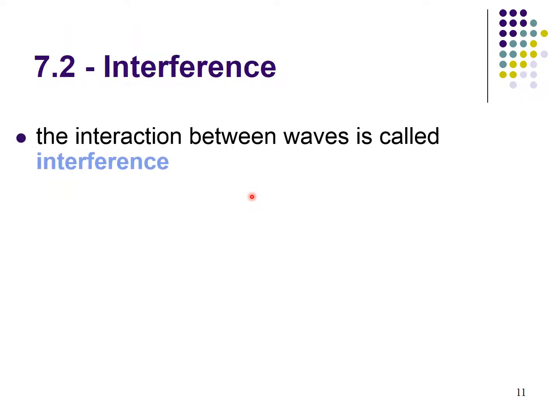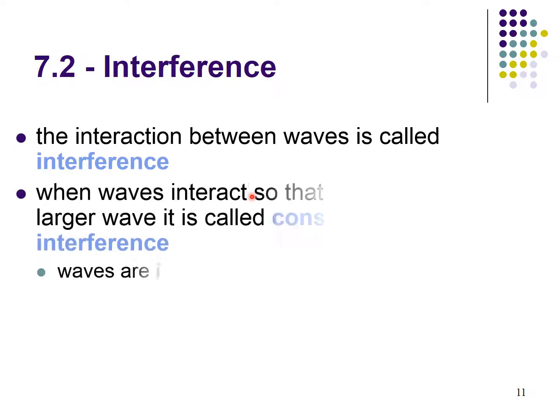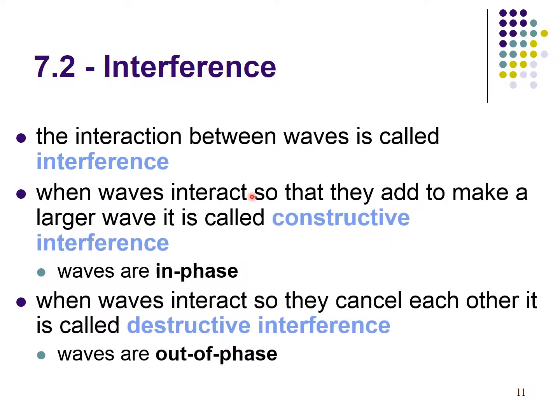When waves interact with each other, it's called interference. And there's two types, constructive and destructive. Constructive means that they add together, and destructive means that they cancel each other out.